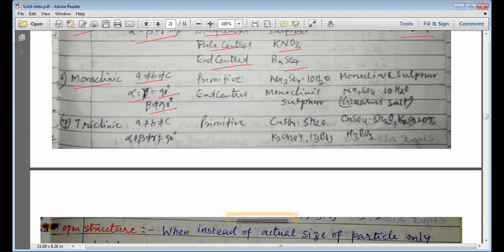Means beta can be any other angle other than 90 degrees. Here in the monoclinic type of unit cell, we have the primitive and end-centered kinds of unit cell. The various examples are Na2SO4·10H2O, which is also known as Glauber's salt, and monoclinic sulfur.